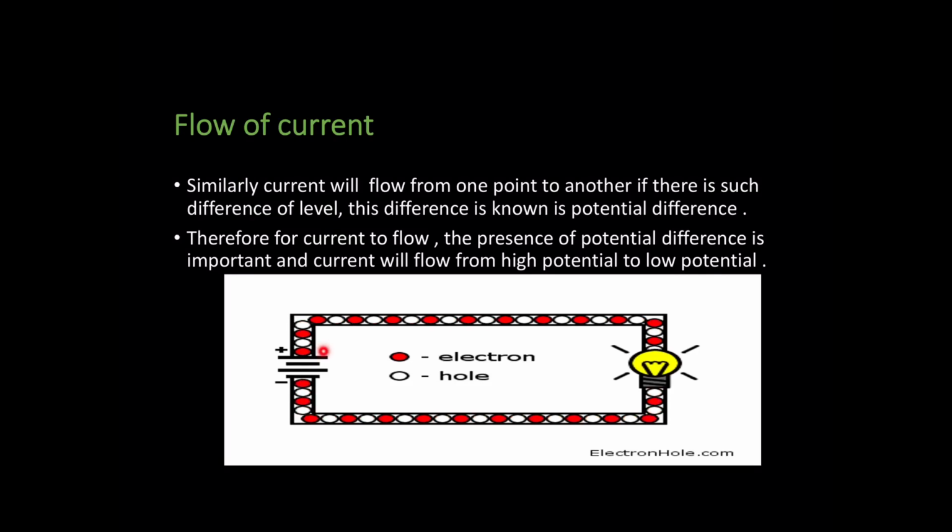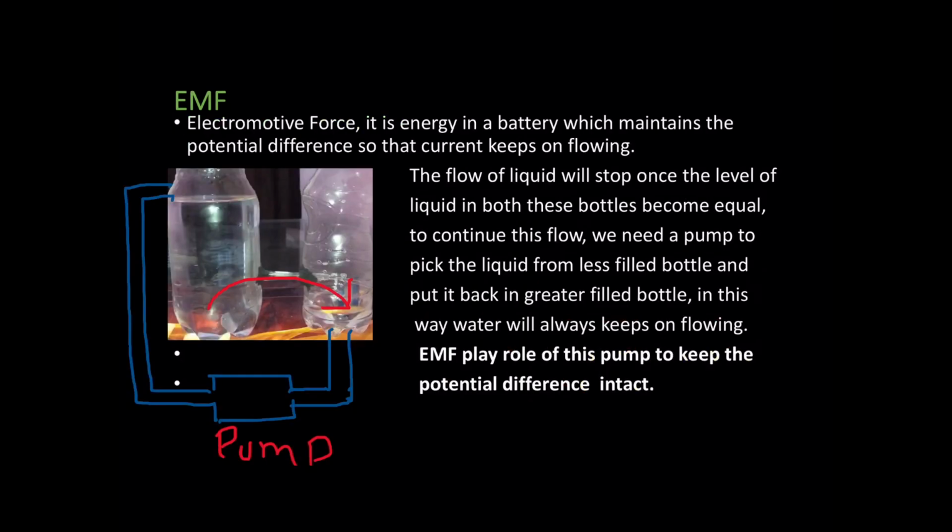So in this case, the positive terminal of the battery is at higher potential. So current will flow from here. It will go to the electric bulb and it will come back to the negative terminal. So in this way, the electric circuit will be completed. From here, we can easily visualize things.